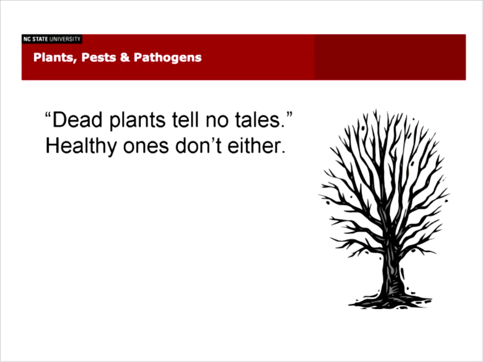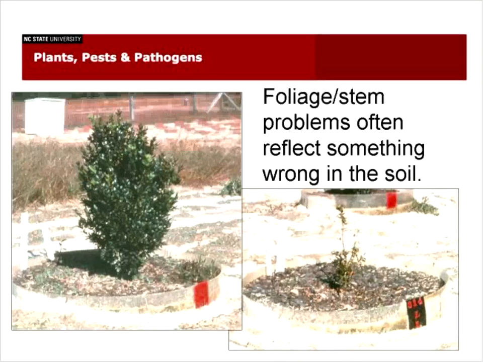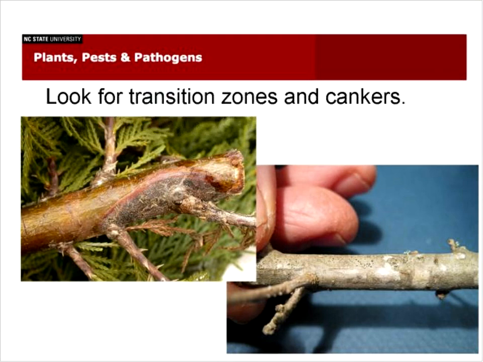The first reminder is that dead plants tell no tales, and actually healthy ones don't either. So if the plant is completely dead, we're probably not going to be able to figure out what the original cause of the problem was. Another reminder is to look for transition zones. In the case of this rhododendron, you'd want to follow that dead branch back to find out if it's coming from a canker or other kind of transition zone between healthy and diseased tissue. This canker here is very obvious. Here's a canker on an oak branch. It's much more subtle, just a flattened area on the bark, a little bit of a crack here.